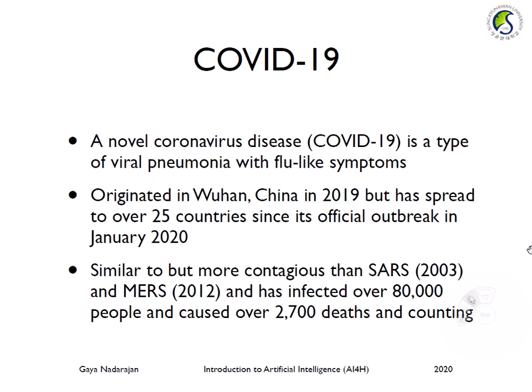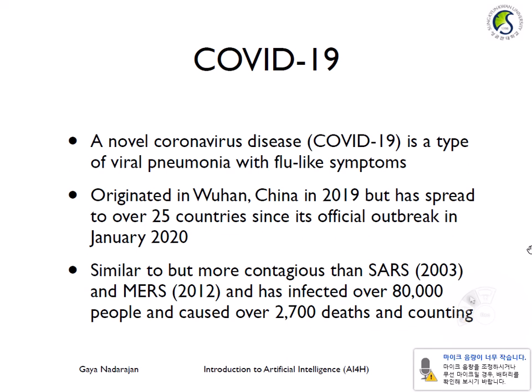Okay, so a very quick overview of COVID-19. COVID-19 is a novel coronavirus disease. It's a type of viral pneumonia with flu-like symptoms, as I guess all of you know right now, as you are in any part of the world, but especially here in Korea. It originated in Wuhan in China in 2019, but it has spread to over 23 countries since its official outbreak in January. But the truth was it kind of came out in December.